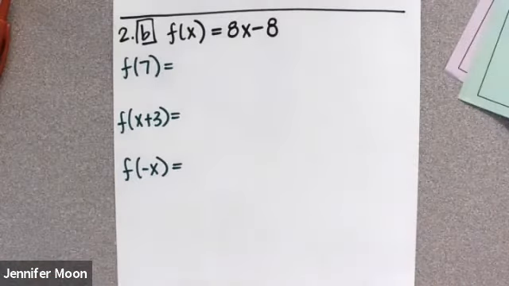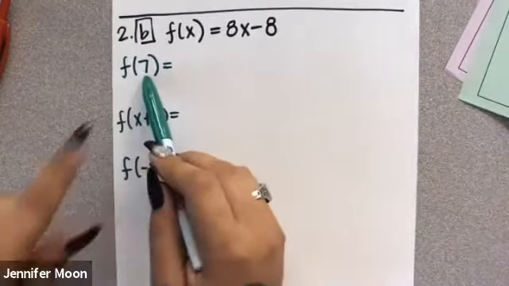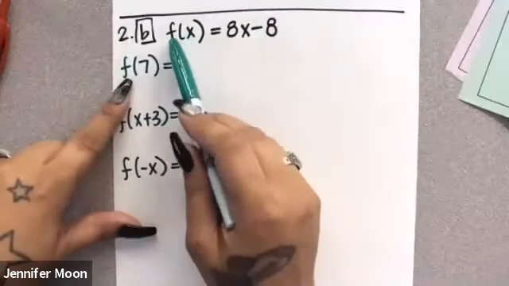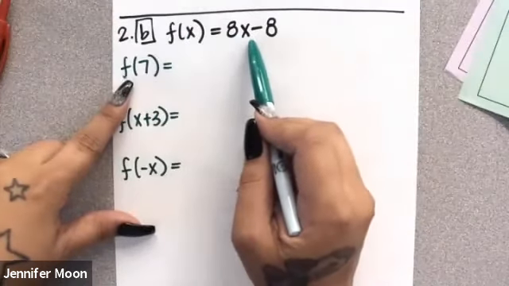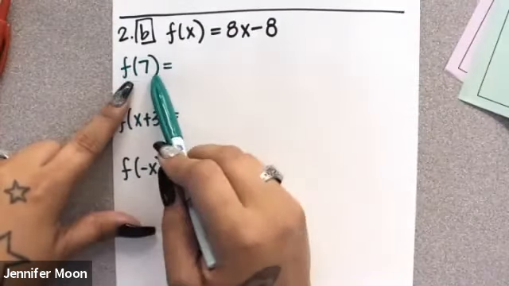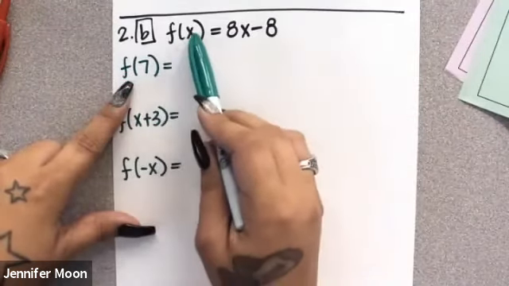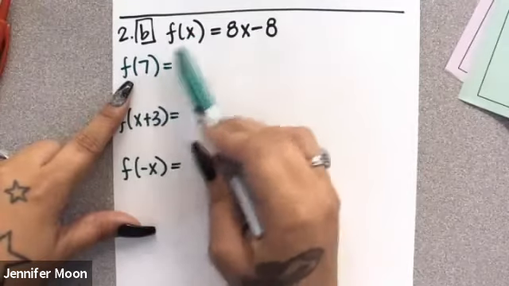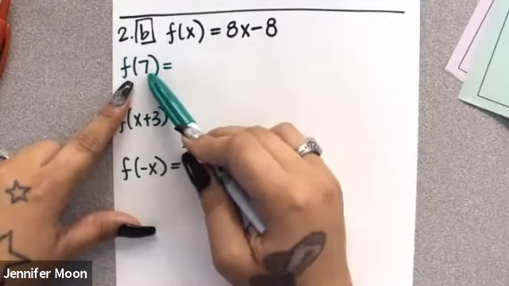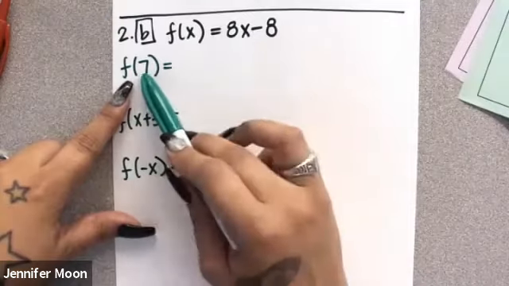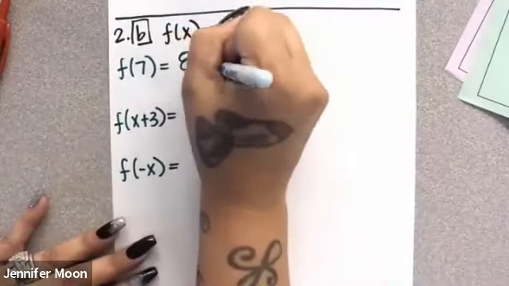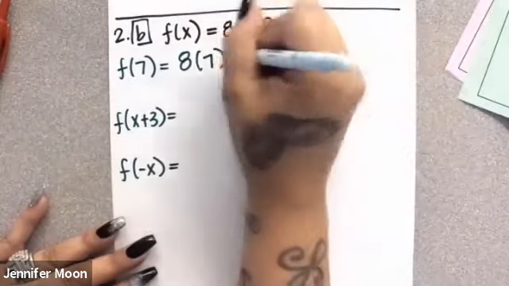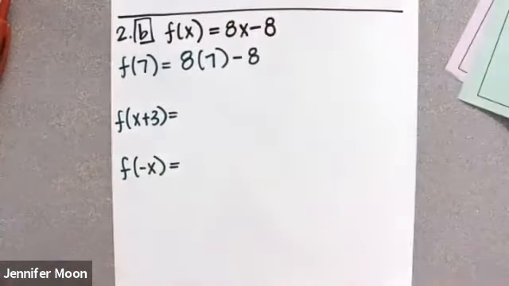Okay, so evaluate this function. This is telling me that if you look at this function, this is f of x. And right here, I actually have an x. So if it tells me f of 7, the only thing that changed from writing it in this way and writing it in this way is that my x became 7. So literally, where I have an x, it's going to become a 7. If I do 8 times 7 and then minus 8.